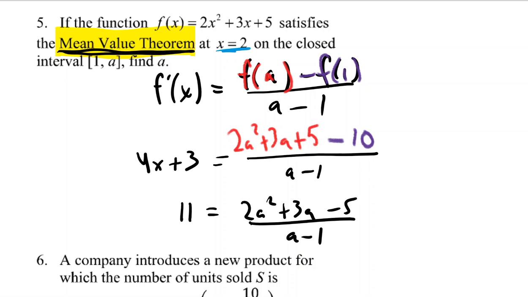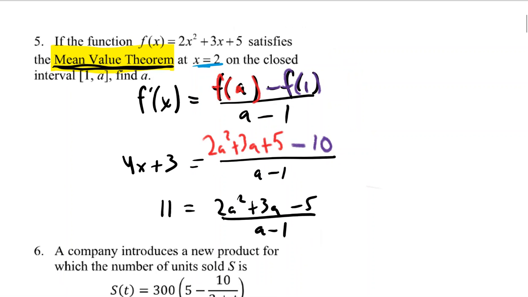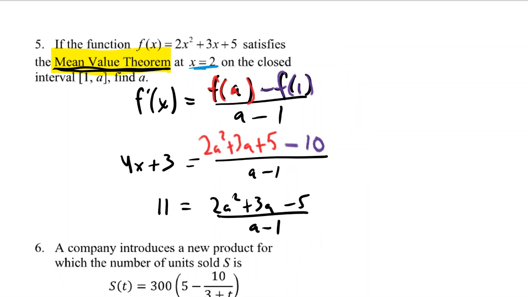So I didn't really know that it was going to work out that way the first time I did it, but I wrote out the mean value theorem, started plugging in stuff that I had, started evaluating a little bit of it, and we're still not finished, but now we at least have an equation that just has an a in it. So if we solve this, we should have our answer. So I'm going to multiply both sides by a minus 1. That way there's no more fractions.